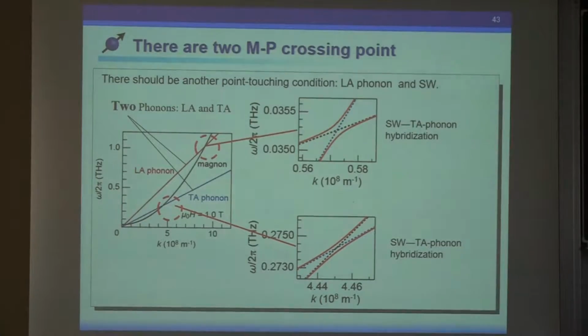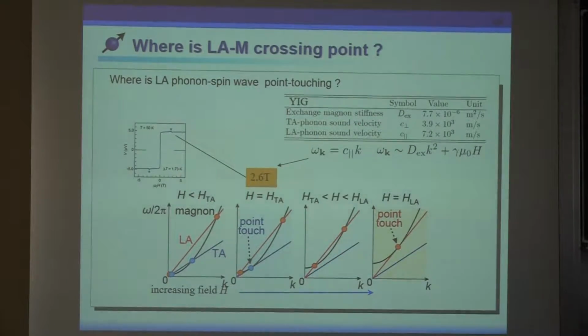And by using material parameters of YIG, the LA phonon sound velocity and spin stiffness, we estimated that the other point touching condition should be around 9.3 Tesla. So there should be another point touching condition. So we went on a hunt for another peak around this field.